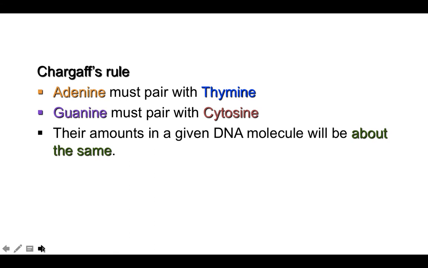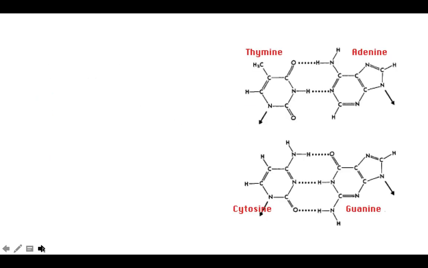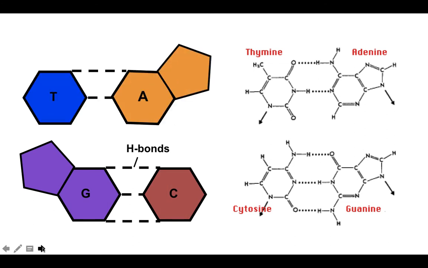This specific base pairing of nitrogenous bases is actually due to the formation of hydrogen bonds between them. Let's take a closer look at those hydrogen bonds. Here you can see a diagram of thymine base pairing with adenine and cytosine base pairing with guanine. The H bonds are represented by the dashed lines in between the paired bases.